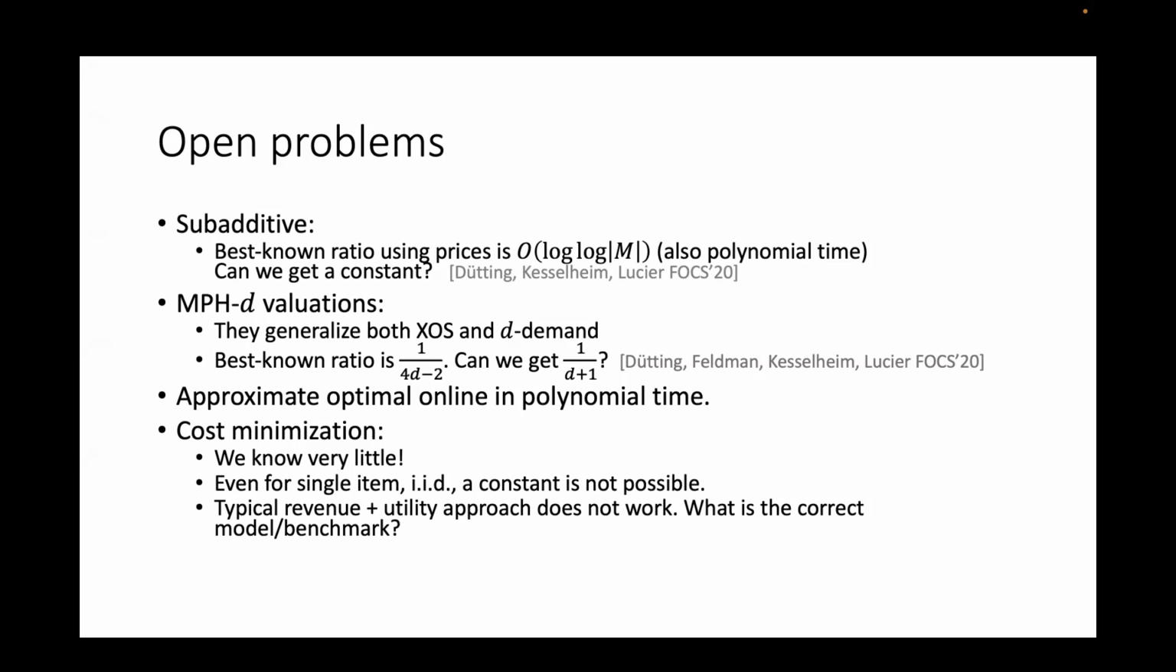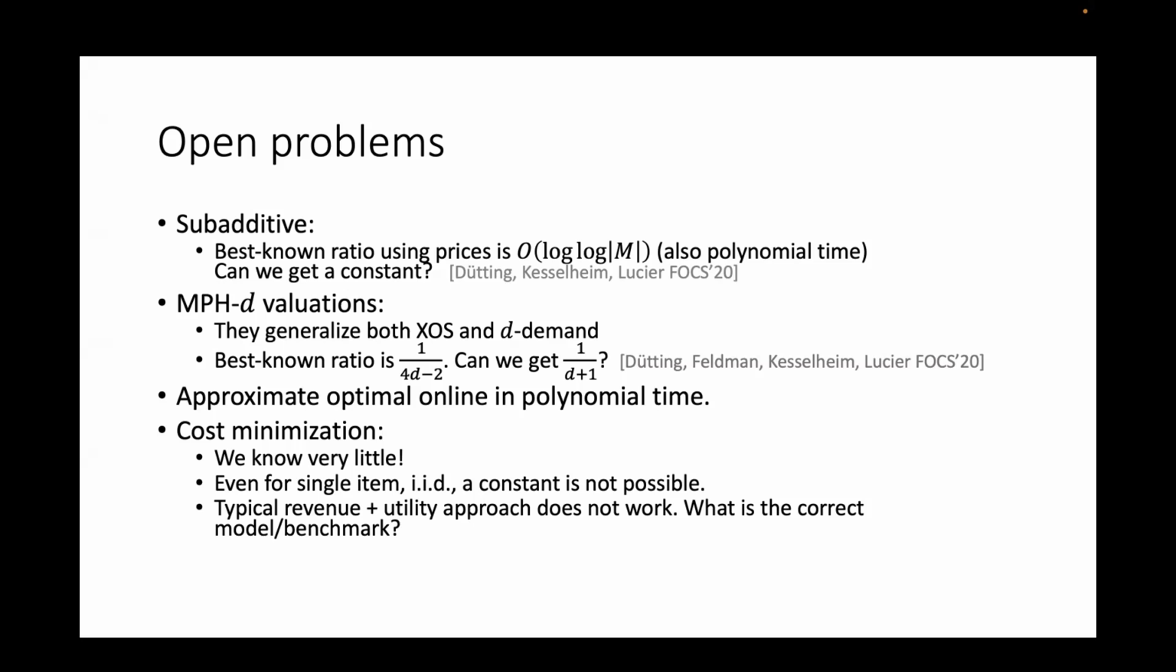So I would like to know what we can do if we post prices for the items. For XOS, one can do 1/2 with item prices. But for subadditive, the best we know is an order of log of the number of items approximation. We don't have a constant approximation using prices. And this is also the only thing we know in polynomial time. For XOS, we can do it in polynomial time, but for subadditive, as I said, we cannot. So we don't know if we can get a constant approximation for subadditive in polynomial time. This is an important question.